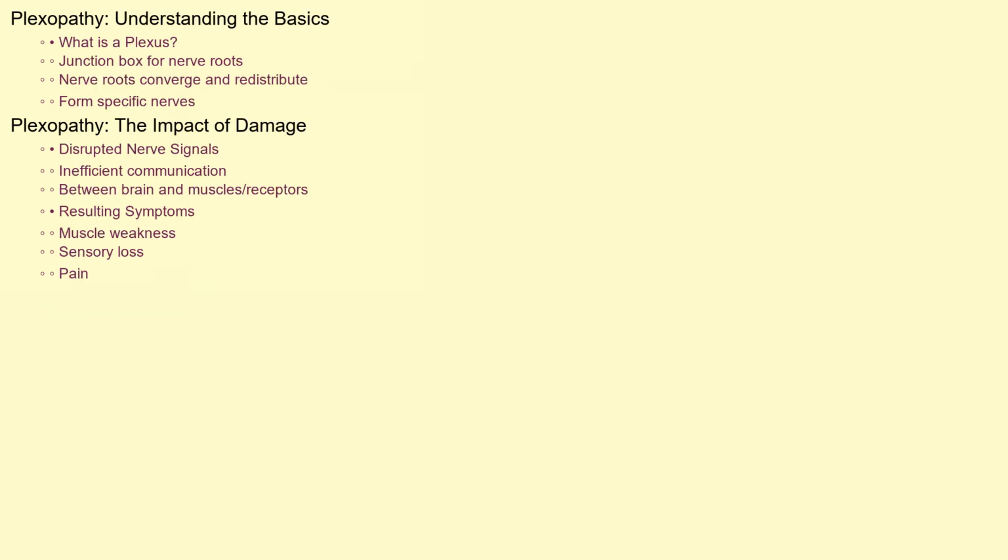To understand plexopathy, we need to talk about what happens inside. A plexus is essentially a junction box where nerve roots from the spinal cord converge and redistribute to form specific nerves that innervate the limbs and other parts of the body. When a plexus is damaged, nerve signals can't travel efficiently. This disrupts the communication between the brain and the affected muscles and sensory receptors. This disruption results in muscle weakness, sensory loss, and pain in the distribution of the affected nerves.